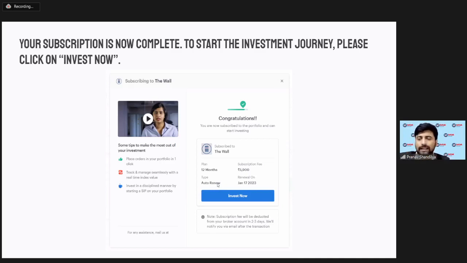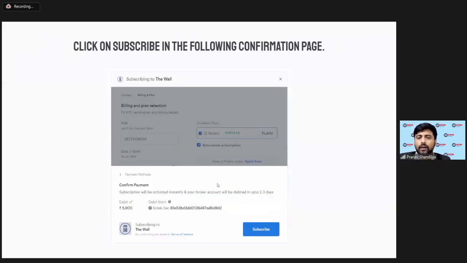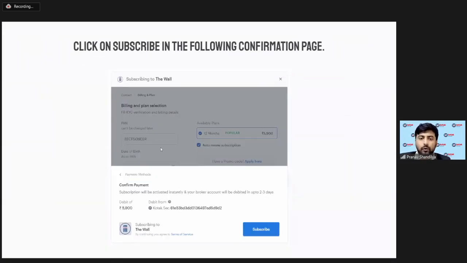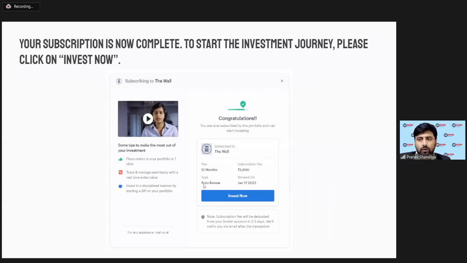If you want to test this portfolio for 12 months and you do not want to auto renew it, what you can do is on the previous screen, select the 12 months option and choose not to click on the auto renew option. If you don't do that, you will not find the auto renew option over here. So this will be a one-time subscription. Once you do this, your subscription process has been thoroughly completed.